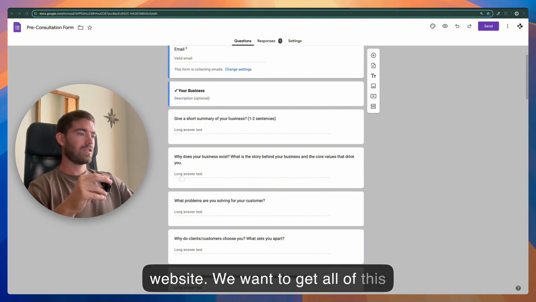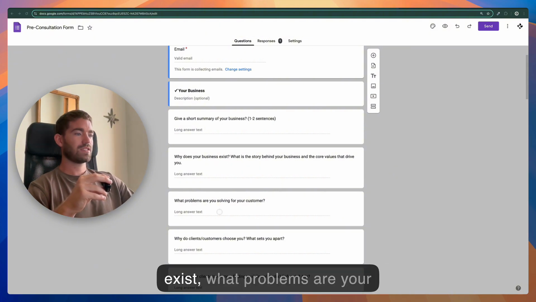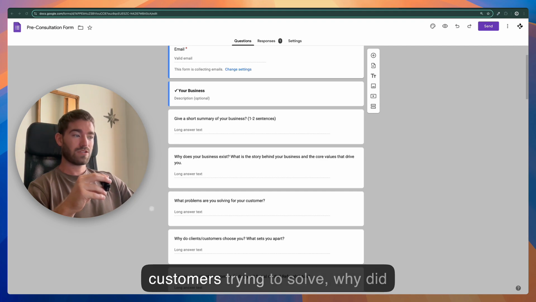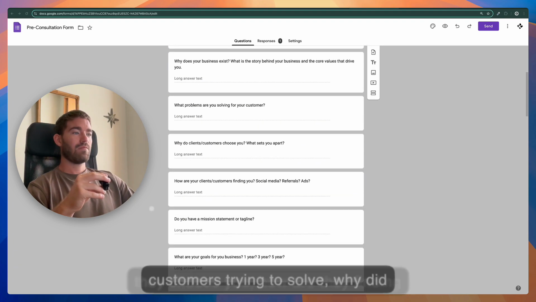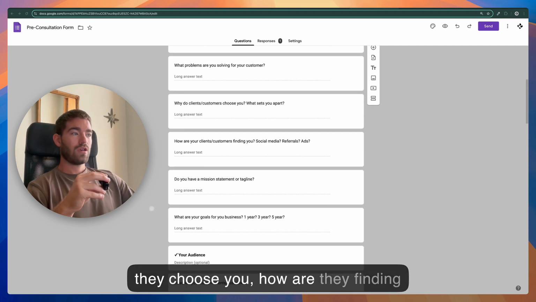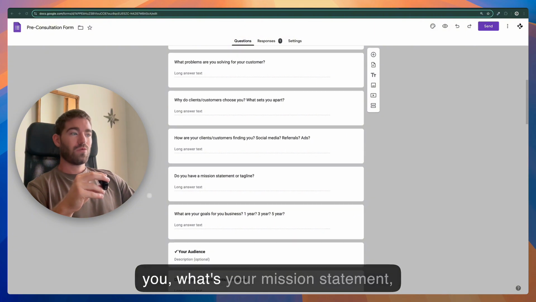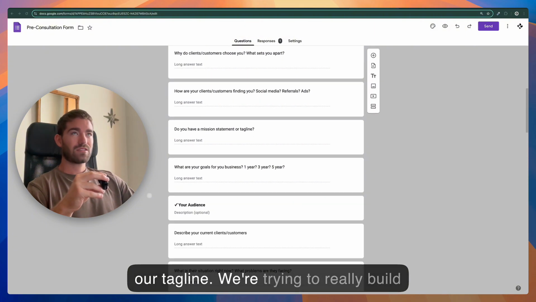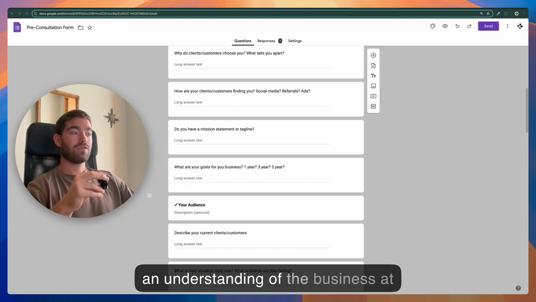So we want to get all of this information. Why does the business exist? What problems are your customers trying to solve? Why did they choose you? How are they finding you? What's your mission statement or tagline? So we're trying to really build an understanding of the business at this moment.